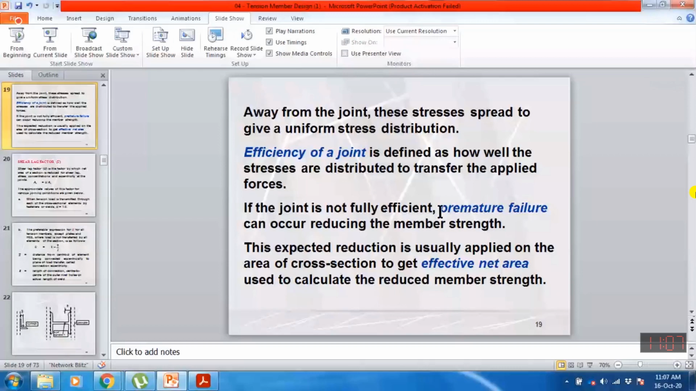Premature failure means that you have estimated the tensile capacity as 100 kilonewton, but actually the member failed at 80. Why did it fail at 80? Because you have ignored some extra stresses which are being produced due to the eccentricity or stress concentration. So due to this reason, we are converting the net area into the effective area.